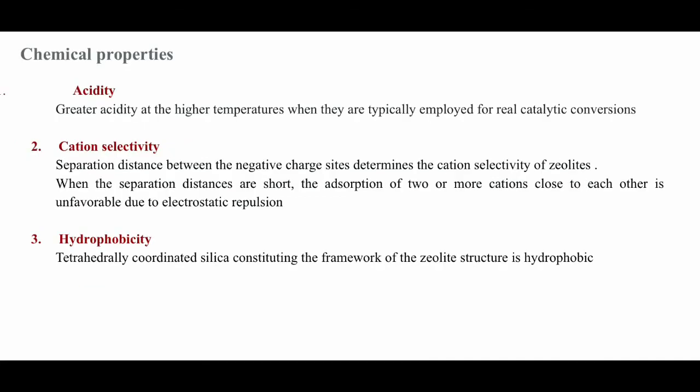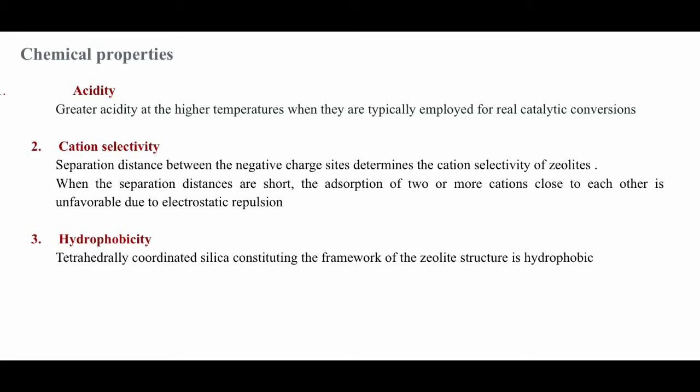Let's move on to the chemical properties. First is the acidity. Zeolites have greater acidity at higher temperatures, when they are typically employed for real catalytic conversions. The second one is the cation selectivity.